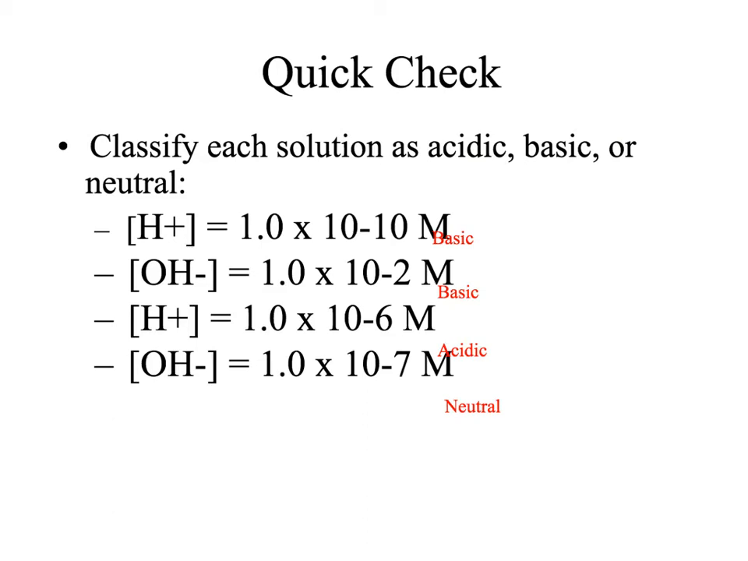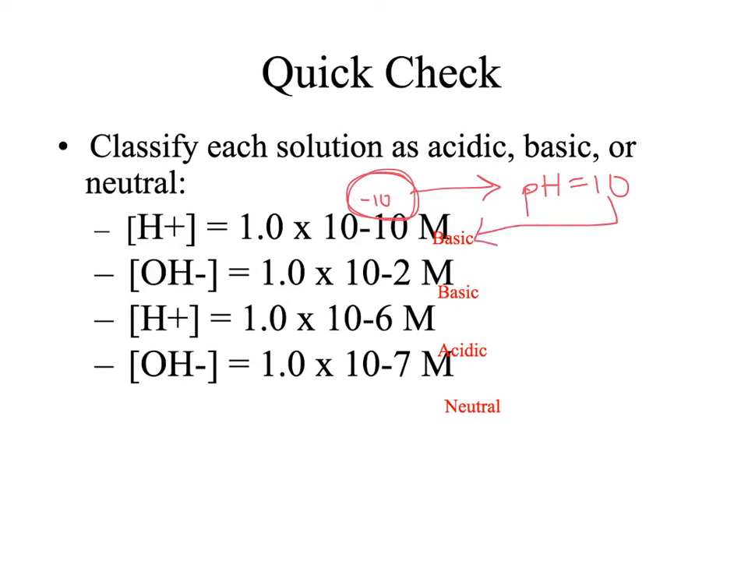So on Friday, some of our classes saw this. Not everybody got to see it, and my formatting is a little off. Again, apologies, but here goes nothing. If I've got 1.0 times 10 to the negative 10th, that negative 10 leads me to believe that I've got a pH around 10. If I've got a pH around 10, I am a base.